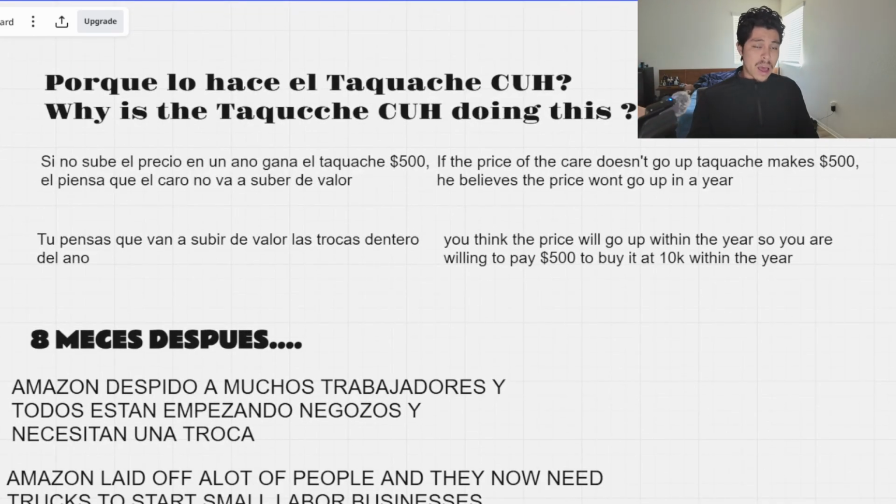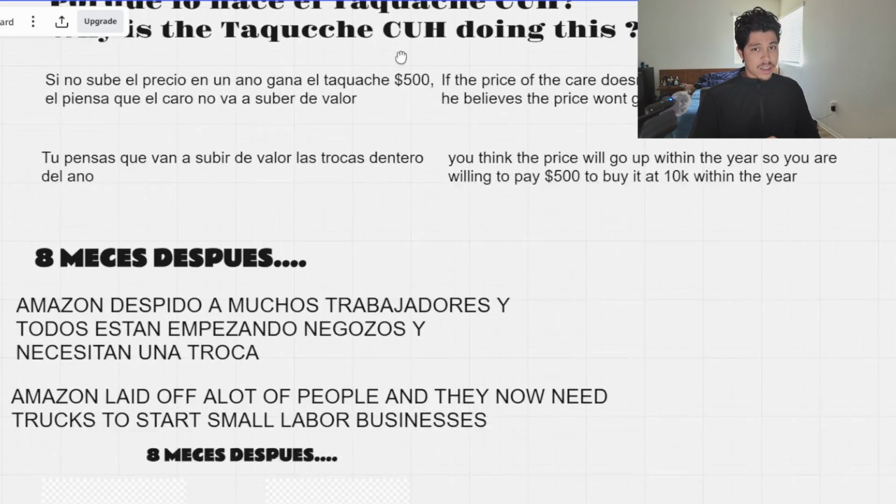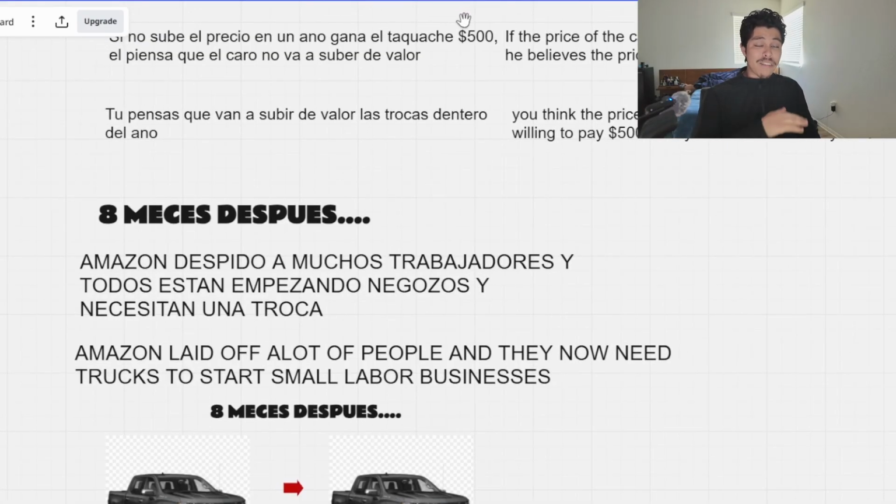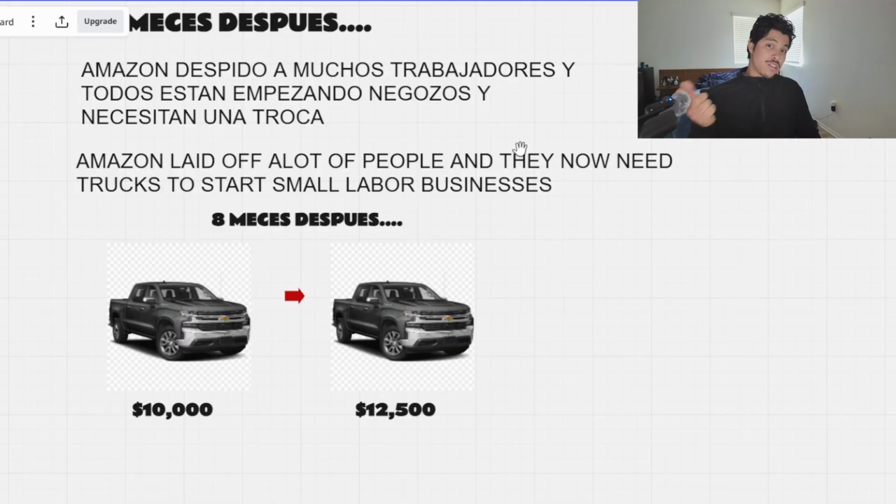Entonces, so like something happens 8 months later, 8 meses después. There's like a big event. Amazon begins to lay off a bunch of workers, and now they all need trucks because they're trying to start their small junk removal, landscaping, plumbing companies, and they need a small truck to help them get the operation off the ground. Amazon empieza a despedir muchos trabajadores y todos quieren empezar un negocio que ocupa una troca, una de plomería, jardinería, ocupan una troca para hacer operaciones de su negocio. So now that truck, that Silverado that used to be worth $10,000 8 months ago, is now worth $12,500.